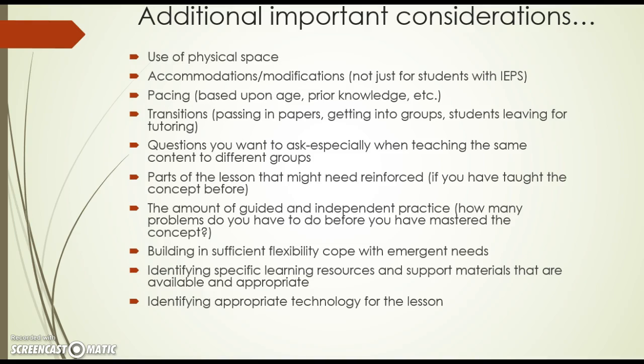So there are some other things that you need to think about. What kind of space is in your room and how you'll use it. If you have 25 kids in a small classroom, you can't do the same kinds of activities as if you had a much larger space. How do you accommodate or modify for students in your classrooms that might have disabilities? How do you pace? How do you know how fast to go? How do you make transitions, getting students into groups or passing out papers?